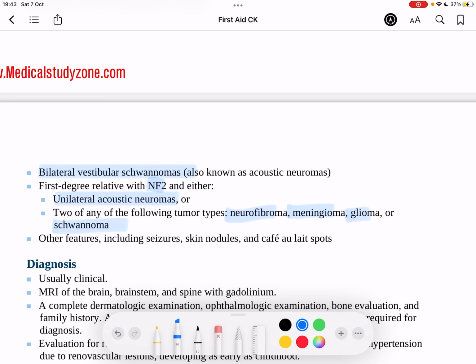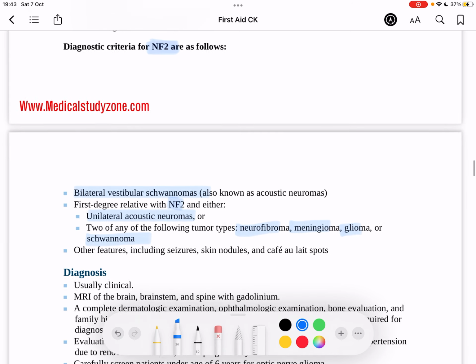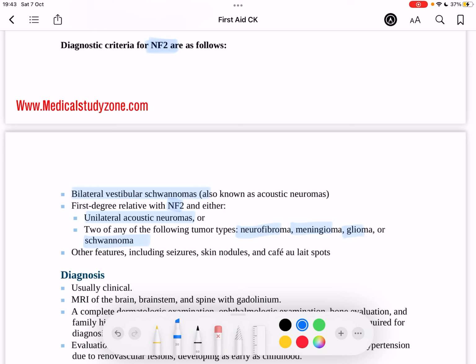There is a nickname for NF2, which is also called MISME syndrome, which I believe stands for multiple inherited schwannomas, meningiomas, and ependymomas. I would have a quick check of that, but it's called MISME syndrome, M-I-S-M-E. I think it might be ependymoma, meningioma, schwannoma, and this stands for something else.